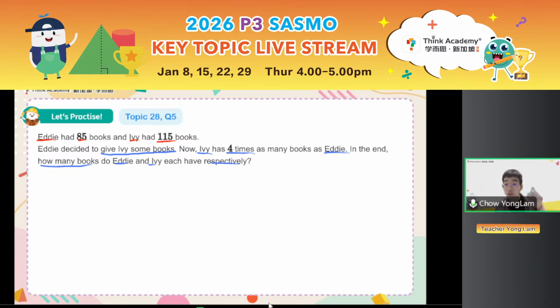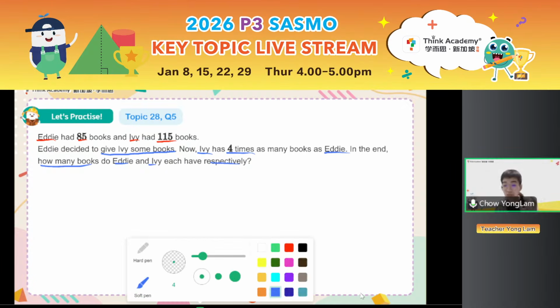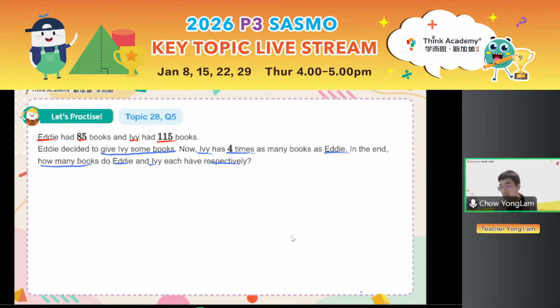Okay, so do you see the multiple relationship here? Can we draw a model for this question? If there is a multiple relationship, yeah, we can find the model to draw. It says 4 times. So when you see a multiple relationship, maybe you can draw the model, but you need the sum or the difference, right? It's okay. Let's draw out the model first.